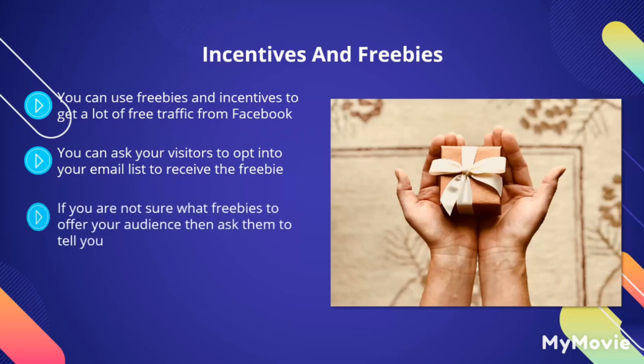If you are not sure what freebies to offer your audience, then ask them to tell you. Make a Facebook post with a number of different ideas that are numbered, example 1 through 5. Then ask them to type in the number of the incentive that most appeals to them. Typing a number is easy, so you should get a good response from this.